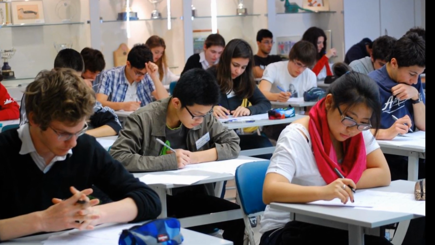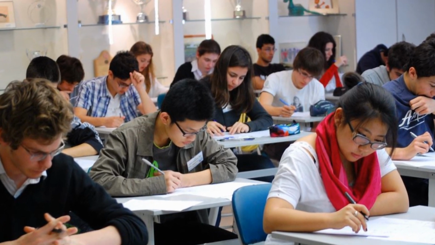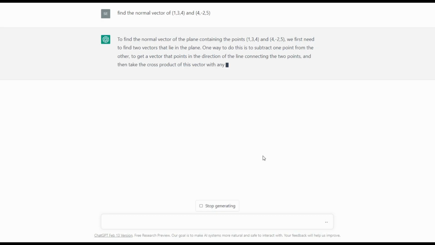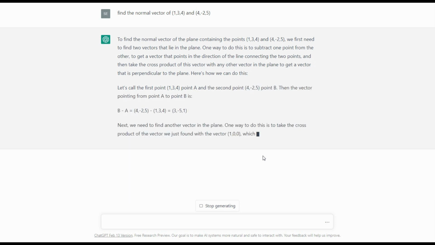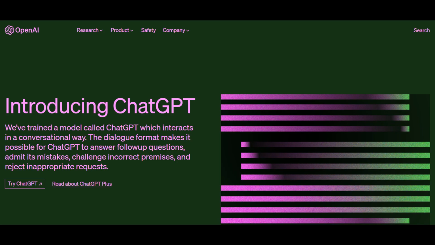Ultimately, whether ChatGPT can perform well in a math college exam depends on the specific exam and the type of questions asked. But with its impressive natural language processing abilities and vast knowledge base, ChatGPT certainly has the potential to perform well in a math college exam. Whether it is answering basic math questions or tackling more complex problems, ChatGPT is a powerful tool that can help students learn and succeed in their academic pursuits.